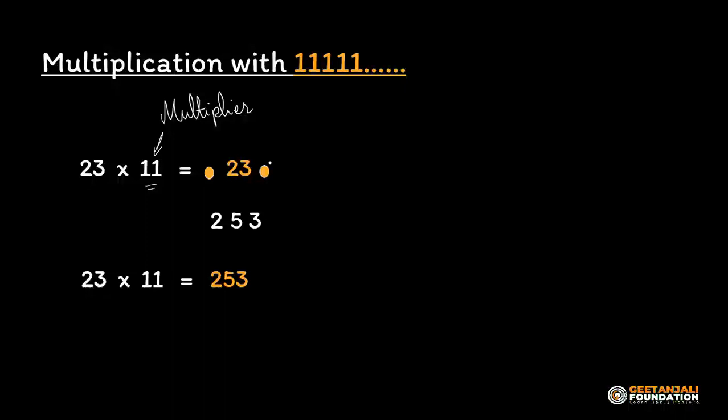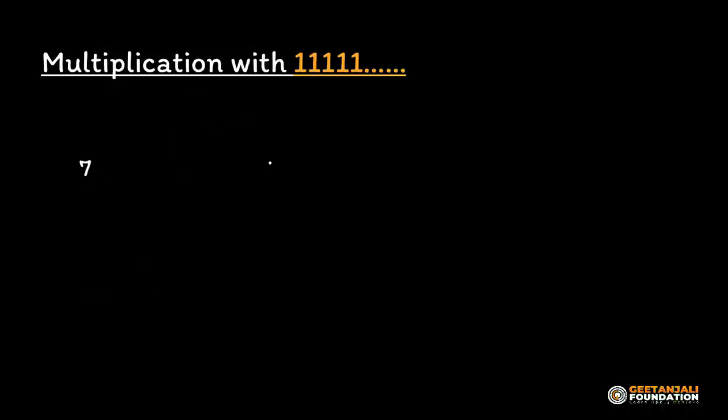Let's take one more example. So 79 times 11 you have to do. So first step, you count the number of ones in your multiplier. There are 2 ones. So you take 2 dots minus 1 dot. So you have got 1 dot. So you put this 1 dot on the left and right side of the number. So your number is now dot 79 dot. So this is your first step.